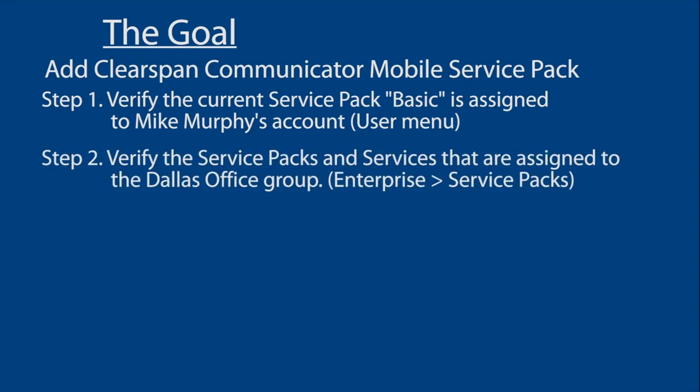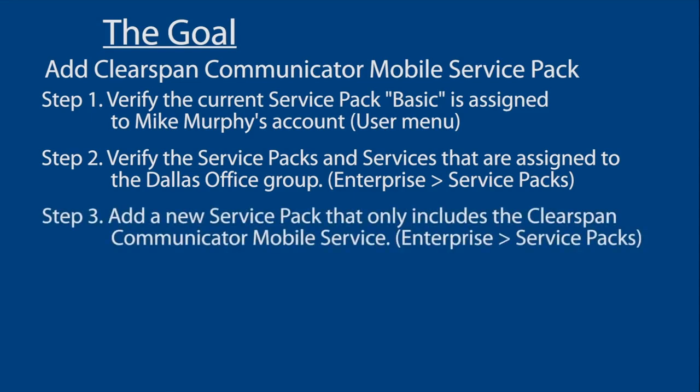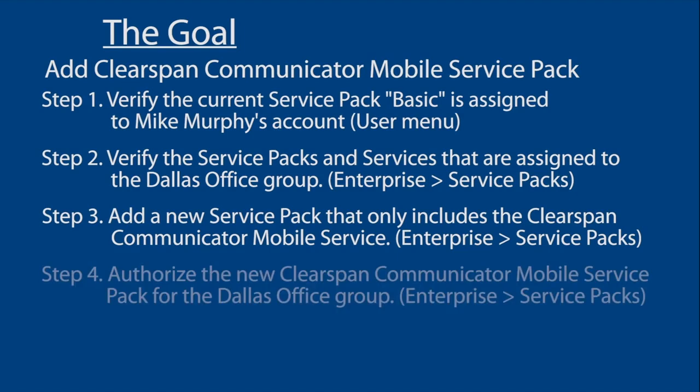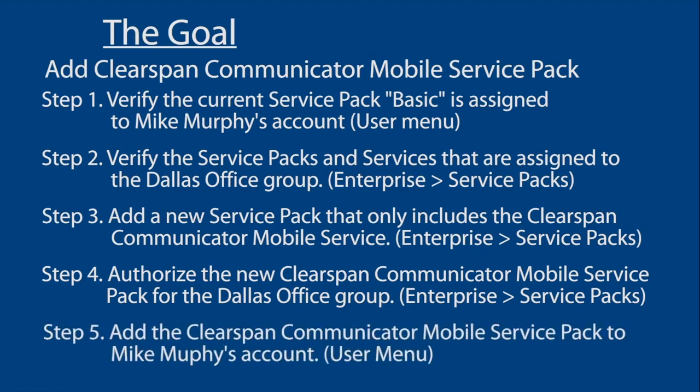For my enterprise, currently there are two service packs available for Mike's group, Basic and Premium. Mike doesn't need all of the other services in the Premium service pack. He just wants to add the ClearSpan Communicator mobile service. So we will add a new service pack that only includes the ClearSpan Communicator mobile service. Once the new service pack is created, we will authorize it to be used by Mike's Dallas office group. We will return to the User menu and add the ClearSpan Communicator mobile service pack to Mike Murphy's account. That will complete our goal to set up Mike Murphy with the new service.